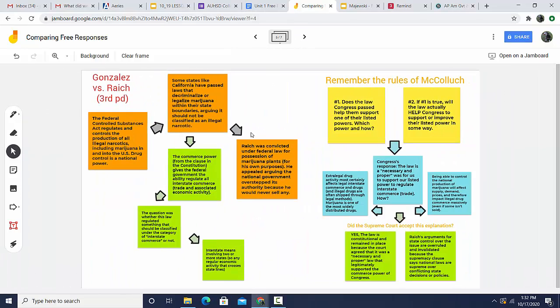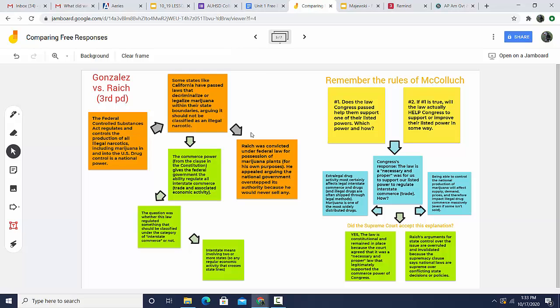So third period's case is another necessary and proper case where the national government tries to use the Commerce Clause to justify the law. The case is Gonzales versus Raich. It's an early 2000s case. The law is the Federal Controlled Substances Act, and the law regulated and controlled the production of illegal drugs, and marijuana was classified as an illegal drug. And of course, drug control is considered a national power, a power that the national government does have.